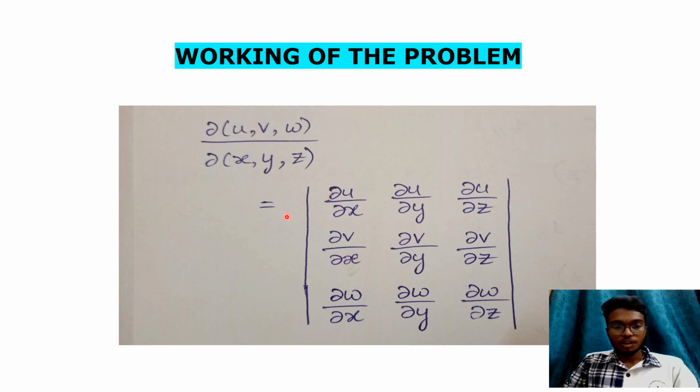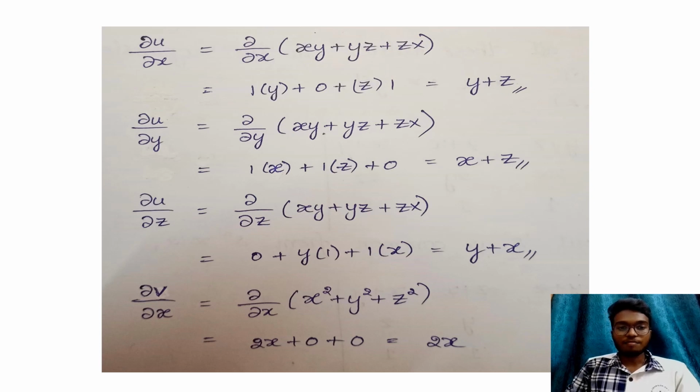here we have ∂(u,v,w) with respect to ∂(x,y,z) is ∂u/∂x, ∂u/∂y, ∂u/∂z. Next, ∂v/∂x, ∂v/∂y, ∂v/∂z, and then ∂w/∂x, ∂w/∂y, ∂w/∂z. Further on, we have to solve the expansion of this determinant in this form. ∂u/∂x is ∂/∂x of u.